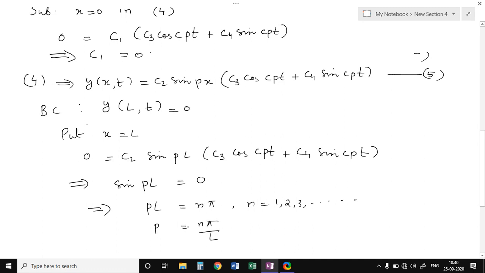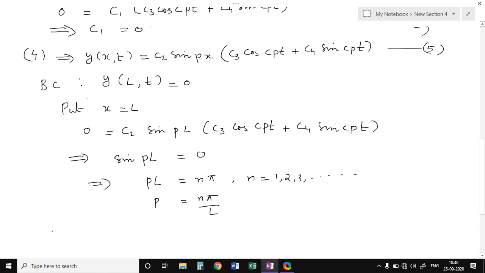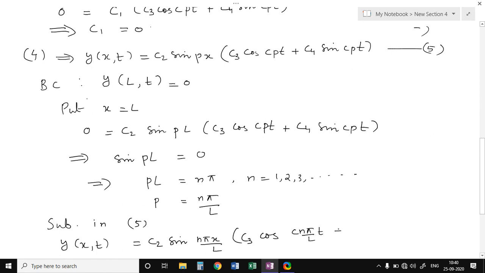Now we will substitute this value in equation number 5. So substituting in 5, we can write y of x,t equal to c2 sin(n pi x by L) multiplied by (c3 cos(c n pi t by L) + c4 sin(c n pi t by L)).